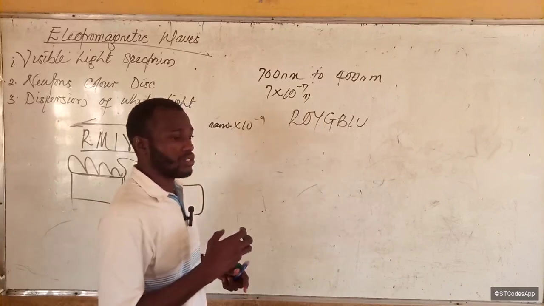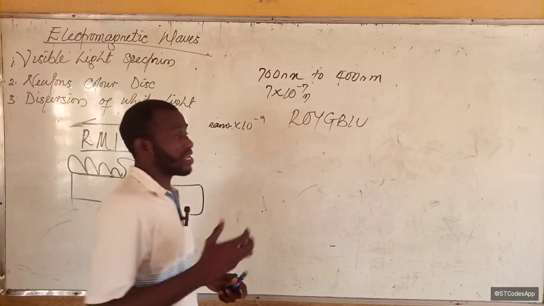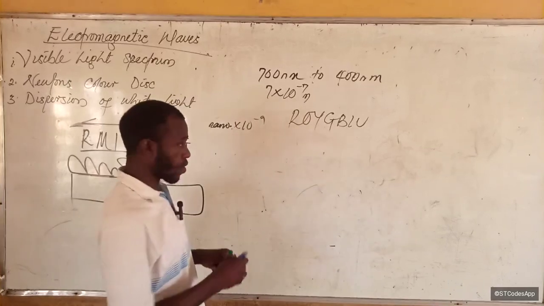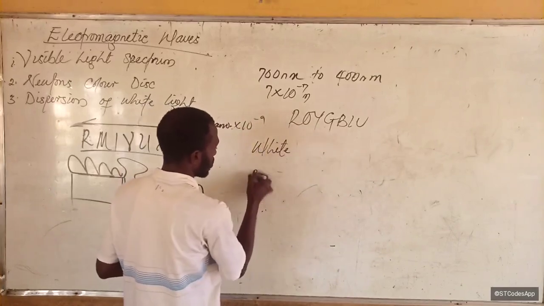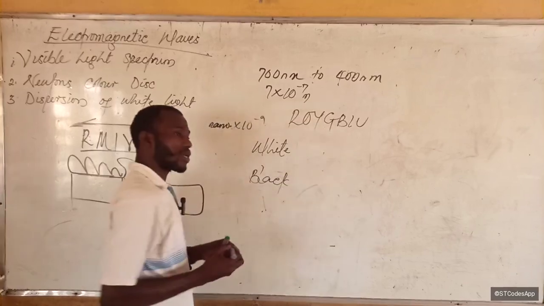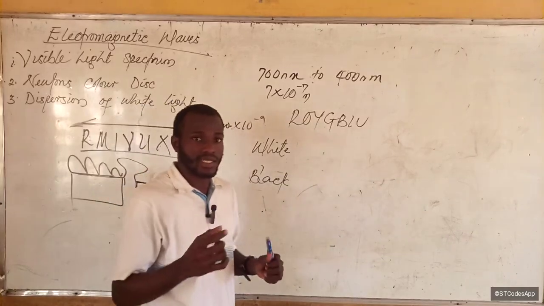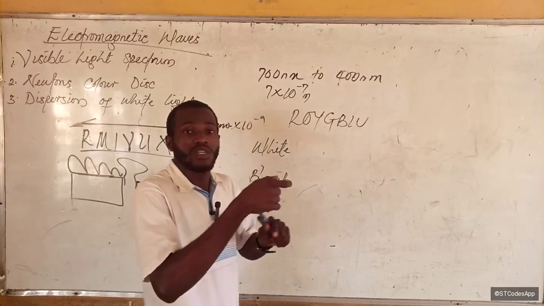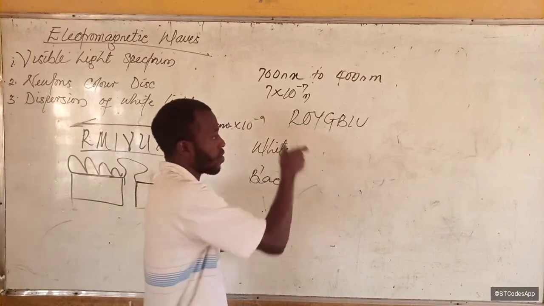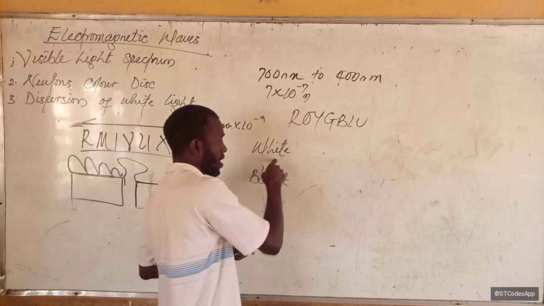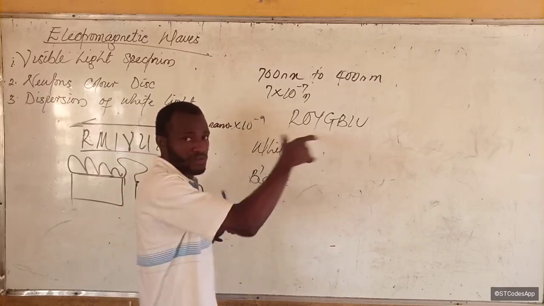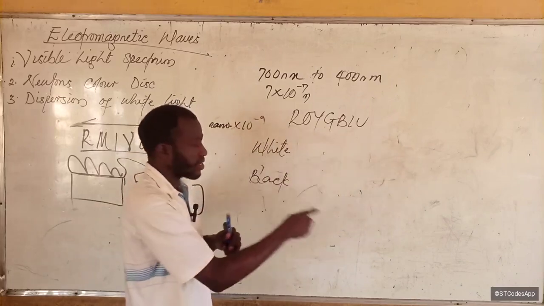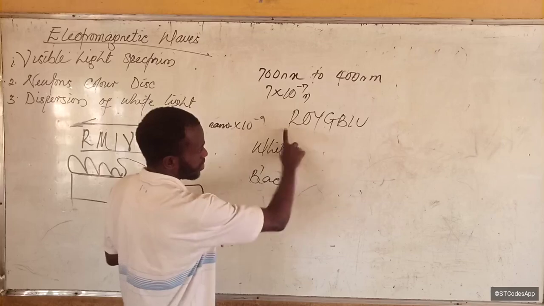So, Newton posited that white is not a color. Black as well is not a color. White is not a color, at least in the sense that it is not a part of the spectrum of visible light. There is no wavelength of the visible light spectrum that is characteristic of white. And if you see that, there is no W there.